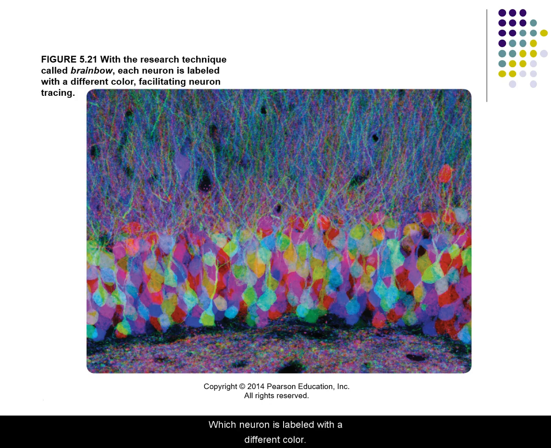Each neuron is labeled with a different color, and so you get this view of all of these neurons here. They don't tell us where this is at, but it looks like a lot of motor neurons there because you have the cell bodies. It looks like they're multipolar neurons.